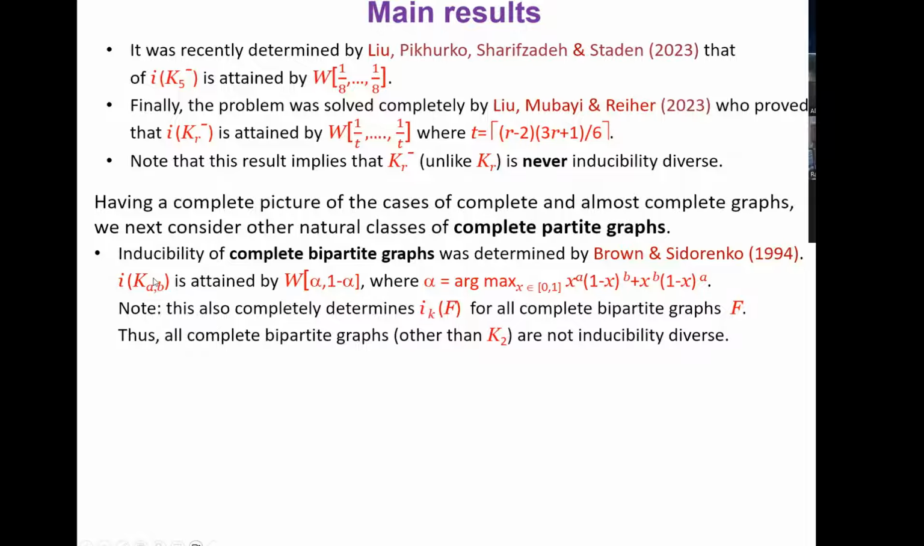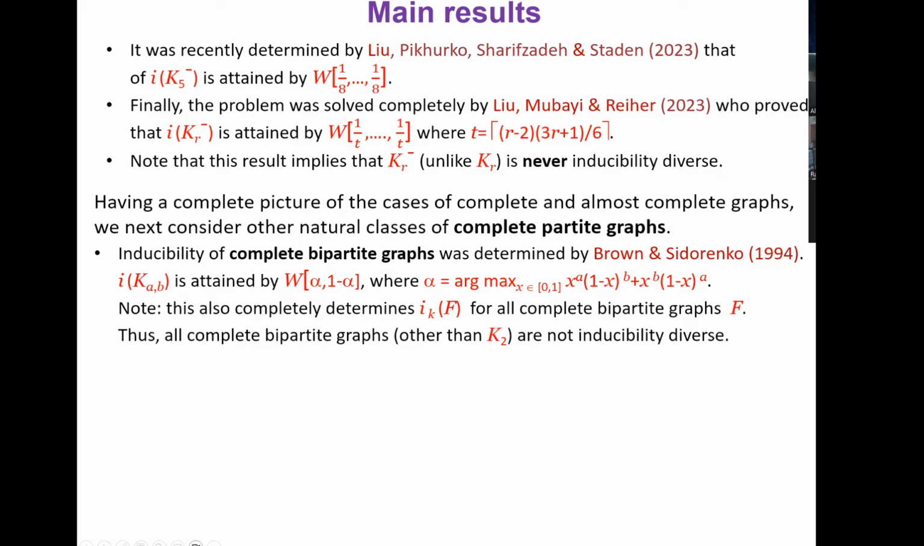I already mentioned in the beginning that Brown and Sidorenko settled it. They proved that the optimal graph with n vertices will be complete partite itself. And now if you take it to the graphon language, then K_{A,B} is attained by W(alpha, 1 minus alpha), so only 2 parts. And alpha is just a solution to this equation. So you see alpha could be irrational, even though A and B are, of course, integers. But at least we know that for bipartite graphs, the number of parts of the graphon is also 2.